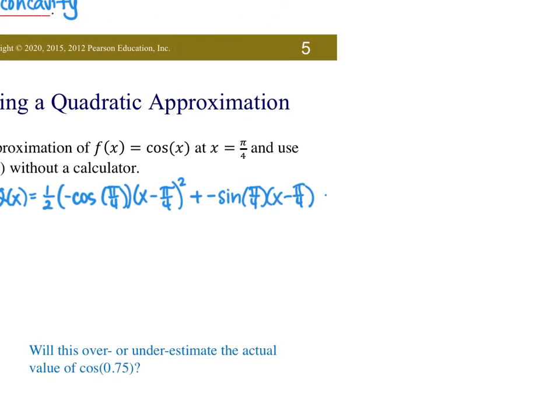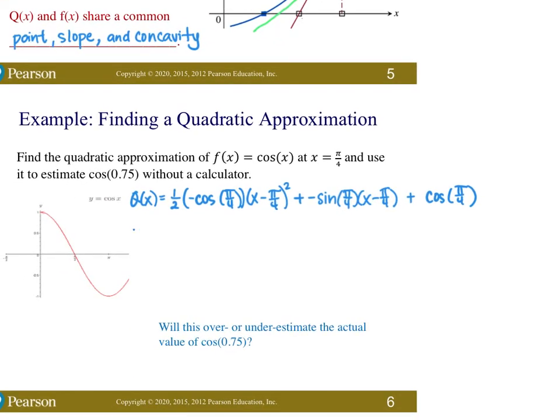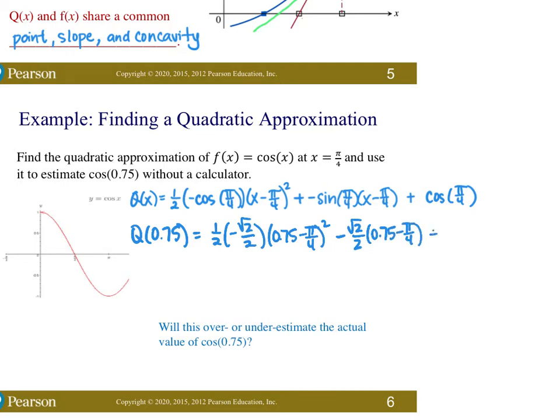Okay, and then plus the original function, cosine of pi fourths. And we're going to plug in 0.75 into that. So that'll be 1/2 times negative rad 2 over 2 times 0.75 minus pi fourths squared, minus rad 2 over 2 times 0.75 minus pi fourths, plus rad 2 over 2. And then you would pause and use your calculator to evaluate that.